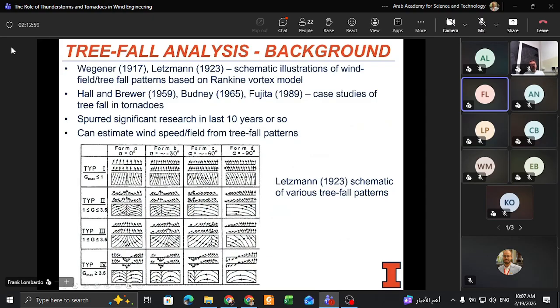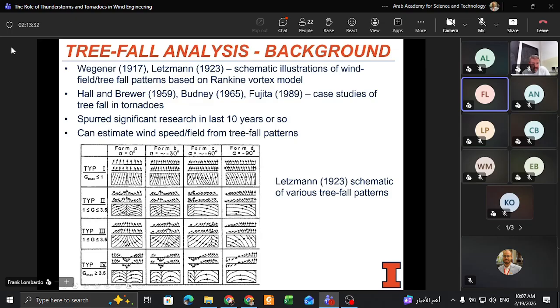So one thing we turned to was tree fall analysis. And this analysis goes way back to over 100 years ago in Europe. A couple scientists, Letzmann and Wegener, basically came up with these illustrations of tree fall patterns for different tornado structures. And you can see Letzmann's schematic of different tree fall patterns on the bottom left-hand side there.